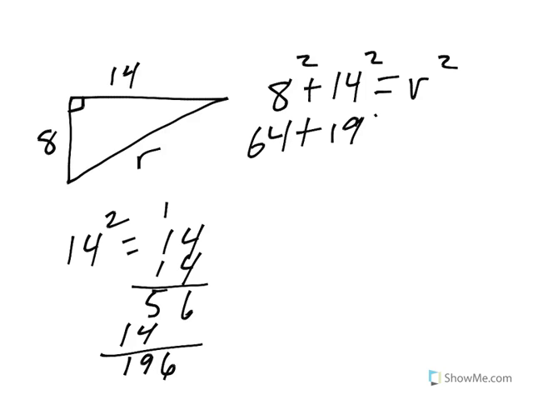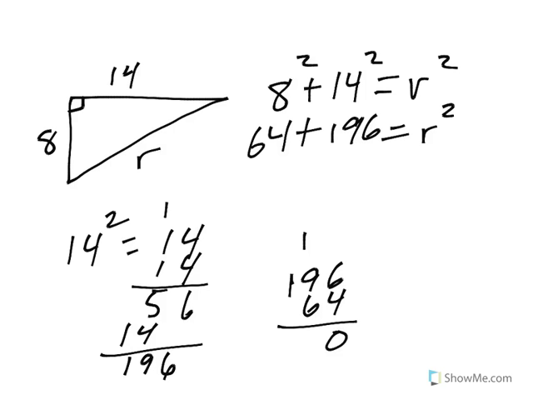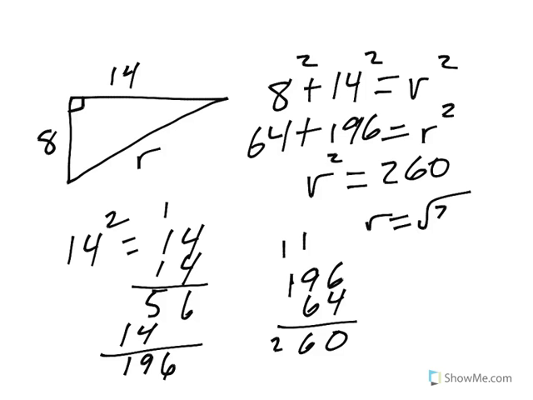Well, 196 plus 64. And I'm going to maybe need some help in just a minute with my calculator. Depends on what we come up with here. But let's see, that's 260. Yeah, let's see if we can work with r squared equals 260. So r is the square root of 260.